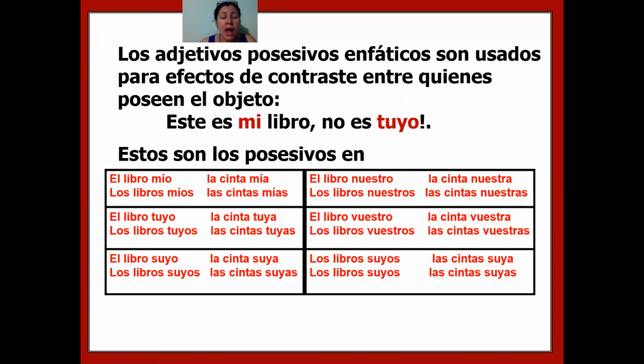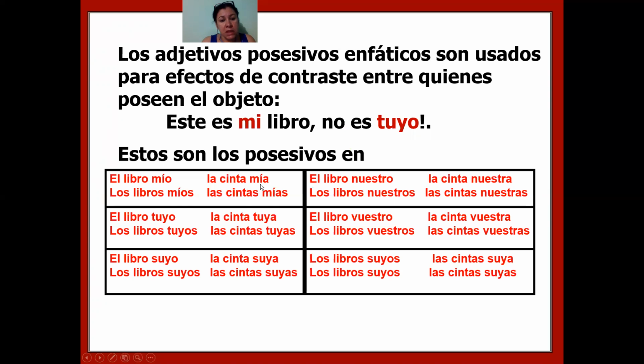We also have a possessive adjective that makes emphasis. It's the emphatic possessive adjective, and it follows the noun. It doesn't go before the noun. See? So este libro, este es mi libro, no es tuyo. So look at this example. El libro mío, la cinta mía, los libros míos, las cintas mías. El libro tuyo, la cinta tuya, los libros tuyos, las cintas tuyas.